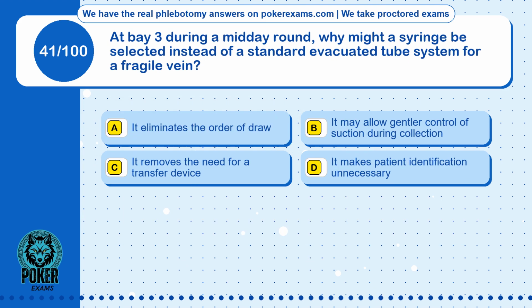Question 41. At Bay 3 during a midday round, why might a syringe be selected instead of a standard evacuated tube system for a fragile vein? Option A. It eliminates the order of draw. Option B. It may allow gentler control of suction during collection. Option C. It removes the need for a transfer device. Option D. It makes patient identification unnecessary.